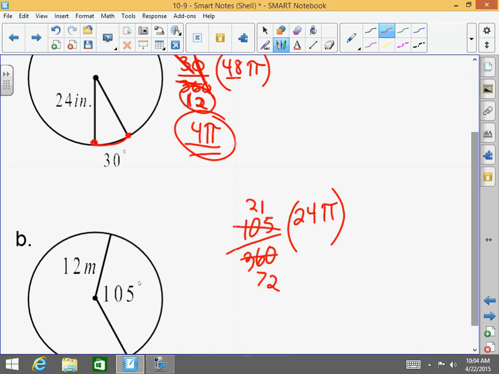Okay? Does anything go into 21 and 72? 3 goes into both of those. 3 goes into 21 7 times, and 3 goes into 72 24 times, right? So the 24 cancels the 24. My answer is 7 pi. If you wanted to do it with your calculator, you just go 105 times 24 divided by 360. That gives you 7 times pi. 7 pi is your answer.